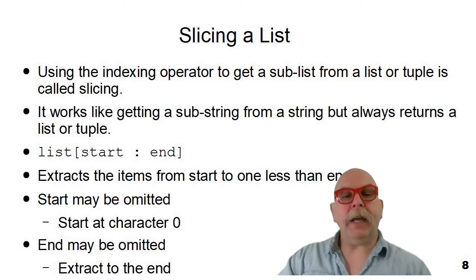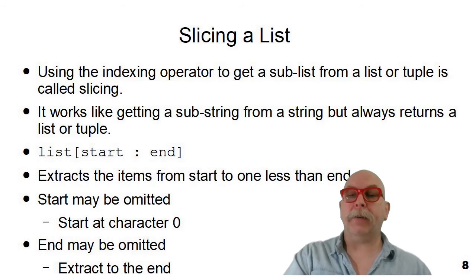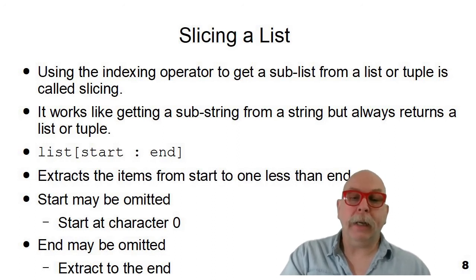You can also use the indexing operator with 2 values, a start and an end, like in strings, to extract something we call a slice from a list. By using the indexing operator to extract a start colon end, we don't get individual items. What we get is a sublist or a sliced list, a list sliced out of the other list. It works like a substring, but it always returns a list or a tuple. So if you're slicing a list, it returns a list. If you're slicing a tuple, it returns a tuple.